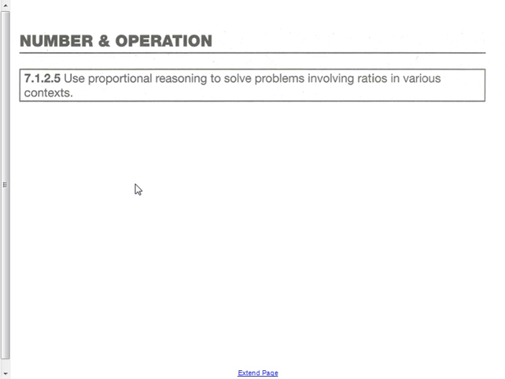All right, so this lesson will cover 7.1.2.5. Use proportional reasoning to solve problems involving ratios in various contexts. So the key word here is proportional. We're going to set up a lot of proportions to solve these problems.